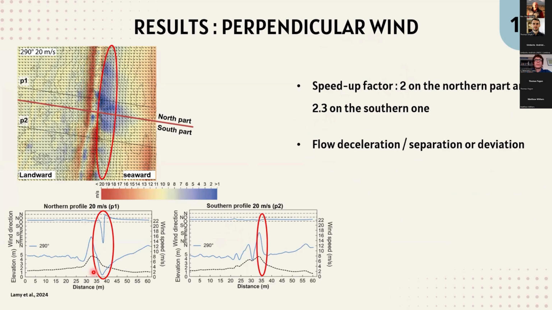We also see a flow deceleration on the lee side of the dune, and flow deceleration also on the southern part, but the deceleration is less marked on the southern part than on the northern one. We can see concerning the direction that we have flow separation on the northern part, and on the southern part we don't have this flow separation, just a little deviation of the wind.